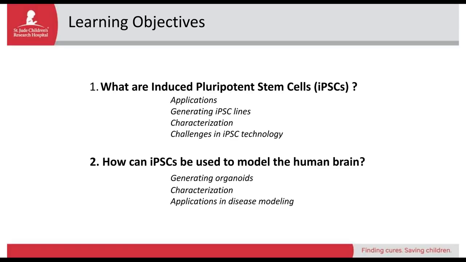So I've divided my talk into two parts. In the first half, I'll talk about what induced pluripotent stem cells or iPSCs are, some of their applications, how we can make iPS lines, how we characterize them, and one of the key challenges in the field. In the second half, I'll talk about how iPSCs can be used to model the human brain or different parts of the brain, specifically through generating three-dimensional miniature organs called organoids, how these organoids can be characterized, and I'll illustrate a couple of examples from our work in the department to show how organoids can be used for disease modeling and in studying disease biology.